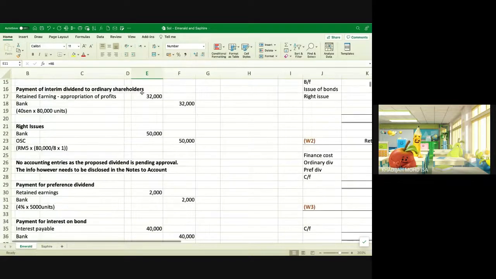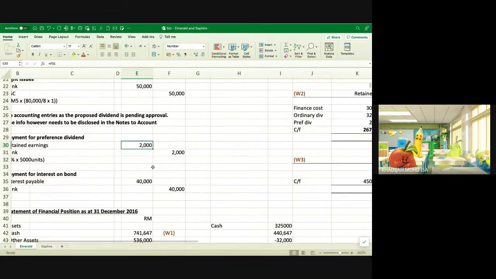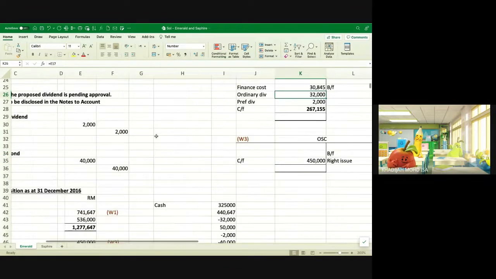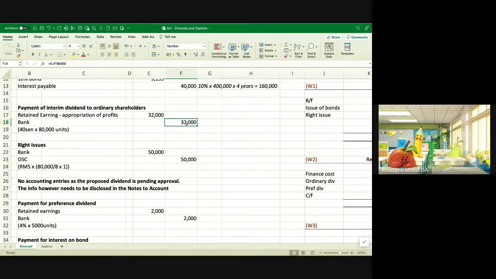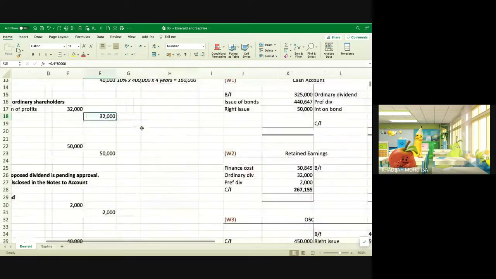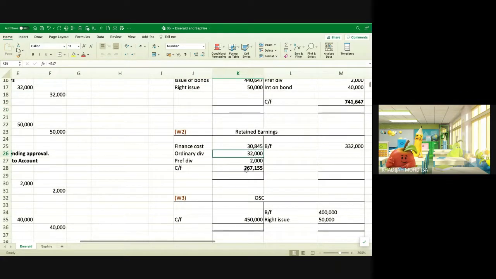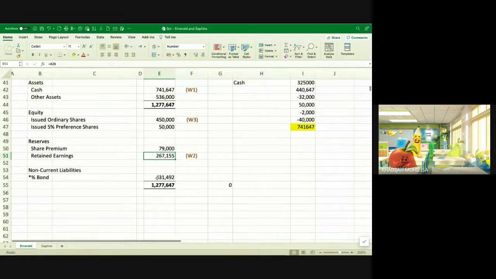And then you have retained earnings, debit 2,000. Debit 2,000. What is this ordinary shares 32,000? What is 32,000? Oh, all right. Rights issue just now, I think. No, no, payment of dividend. Right, 32,000, payment of dividend. So you have that 32,000. So your closing is 267,155. Current liabilities as loan now.